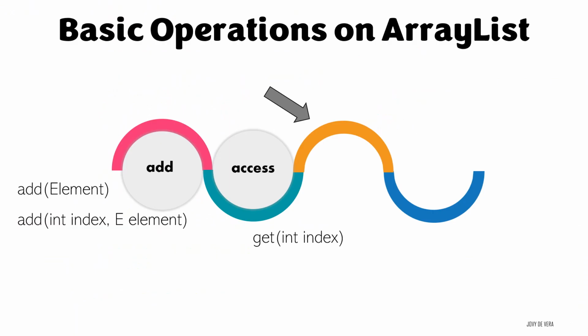Okay, to change an element in the ArrayList, we will be using the set method. The set method of the Java util ArrayList class is used to replace the element at the specified position in the list with the specified element. Here is the syntax. It accepts two parameters. The first one is the index of the element to replace. The second parameter is the element to be stored at the specified position.